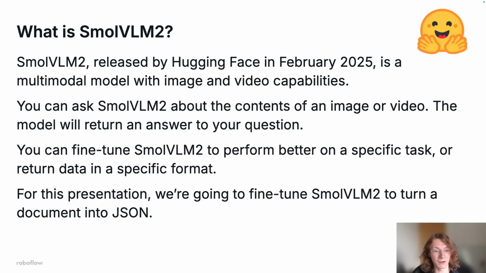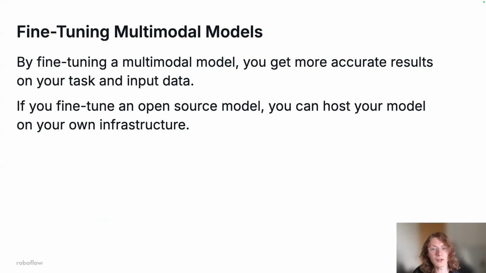So we'll be talking about how to take those base weights, send data which matches pairs of images to questions and answers, and then run that fine-tuned model to get information in the format we want. So in this case, documents to JSON. Now, by fine-tuning a multimodal model, you get more accurate results on your task and input data. And then also, in an open source case, you can host your model on your own infrastructure. Now, for SmolVLM2, we're really looking at a cloud GPU or a local GPU for running, whichever you have available, like a T4 or L4 type GPU or larger if you have one.